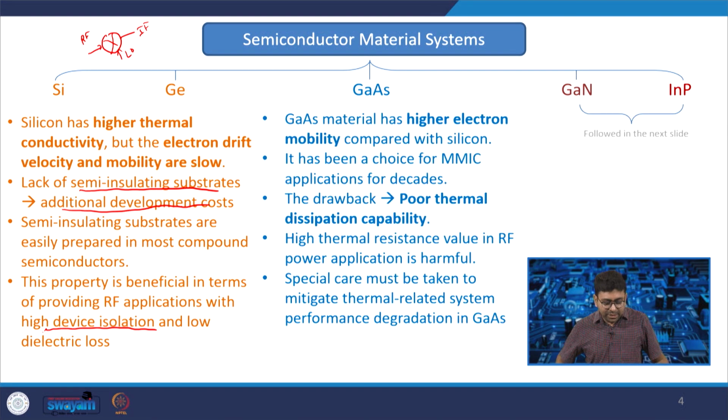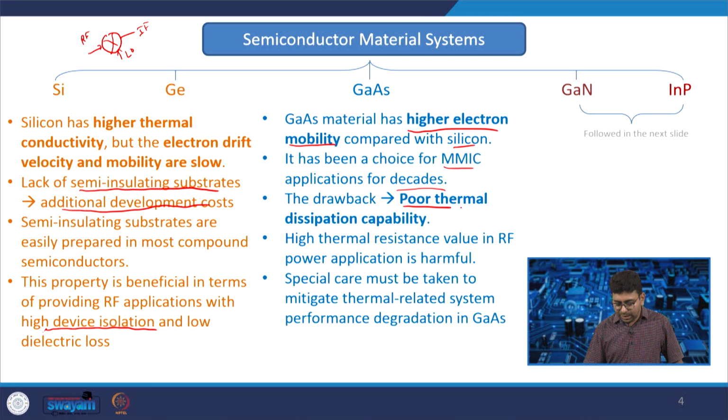Now, if we see the same thing for gallium arsenide, the material has a high electron mobility, which helps us design higher power, high performance RF chips compared with silicon, and it has been the choice for MMIC applications for decades. It is widely used, and in future also it is going to be used for getting very high performance RF MMICs. But what is the drawback? It has a poor thermal dissipation capability.